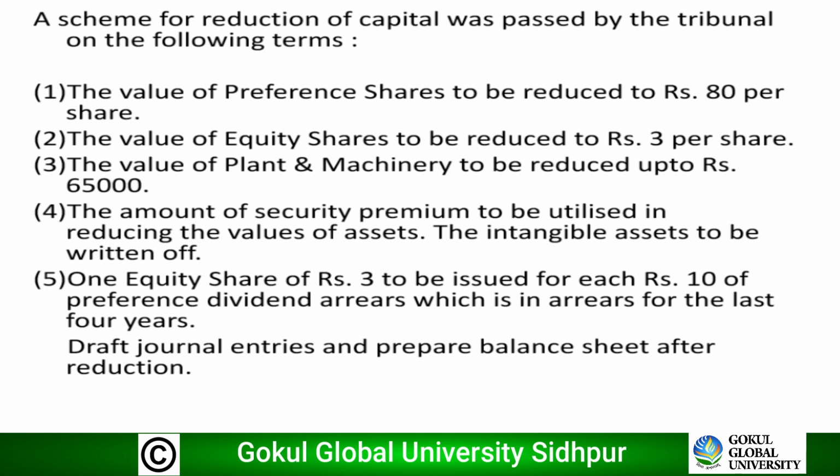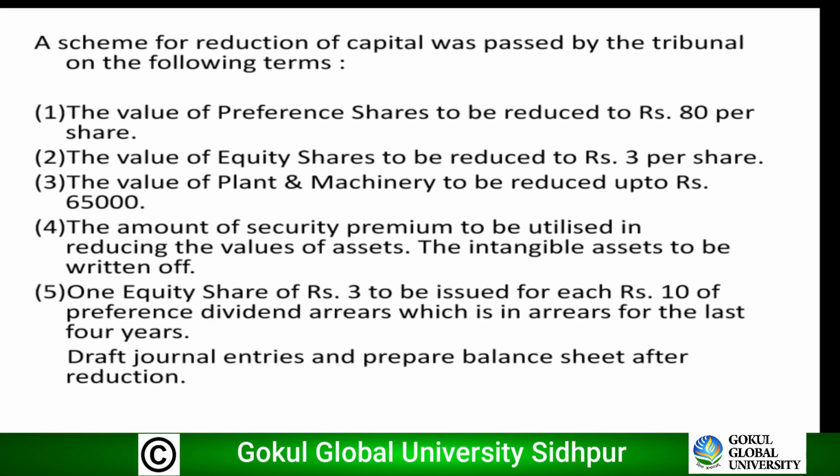Fifth, one equity share of rupees 3 to be issued for each rupees 10 of preference dividend arrears, which is in arrears for the last 4 years. There are 4 years given for calculating preference dividend. Draft journal entries and prepare the balance sheet after reduction.